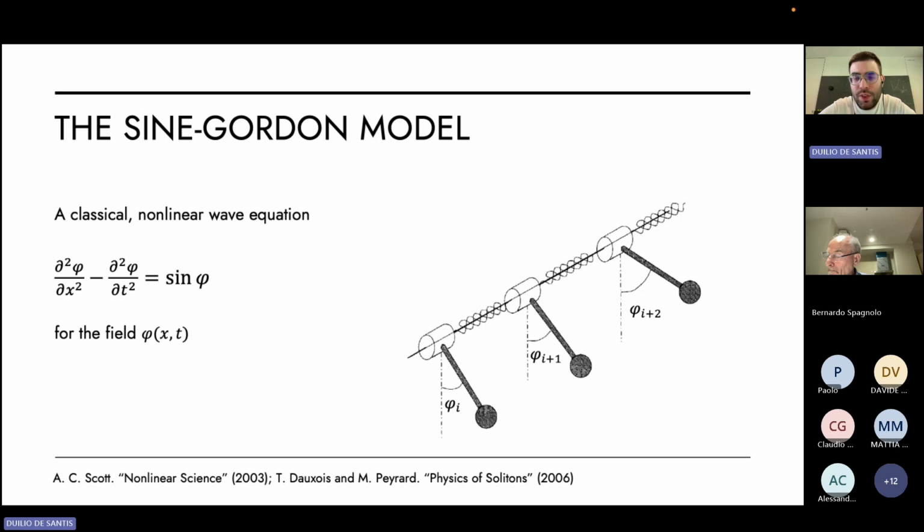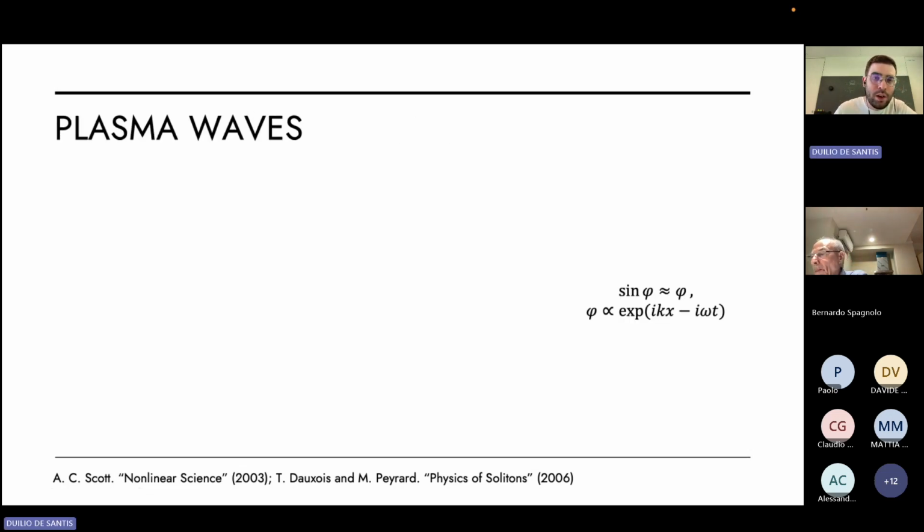There is an interesting mechanical analog for this system, which emphasizes the fundamental nature of this model. This equation is actually describing a chain of pendula coupled through elastic springs. So essentially, in this mechanical analog, phi would be the angle of rotation about the vertical axis. So that's quite a useful analog.